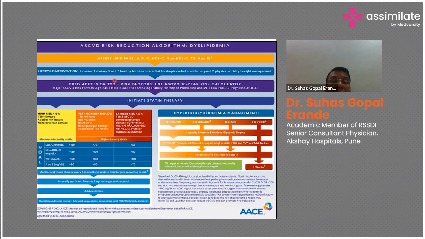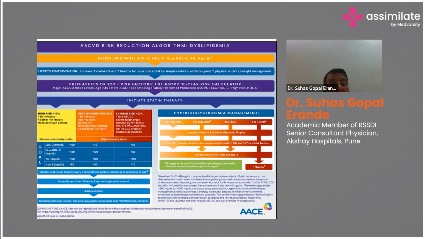Increase dietary fiber, increase healthy fats, reduce saturated fats, reduce simple or refined carbs, stop added sugars, increase physical activity, and try to control weight, especially if it's overweight or obesity. Then, if the patient is diabetic, assess the other risk factors like hypertension or albuminuria or reduced eGFR, because they also can add to ASCVD risk. Smoking, of course, is to be stopped.